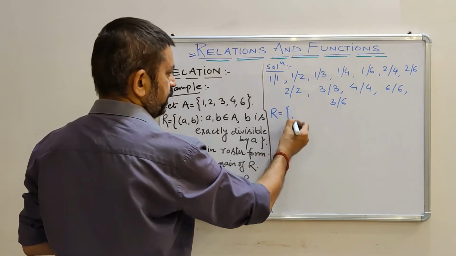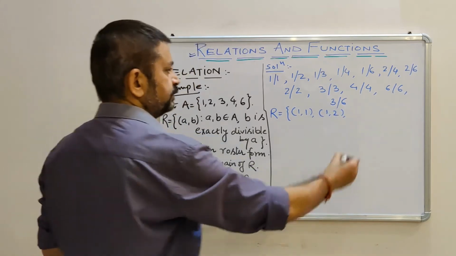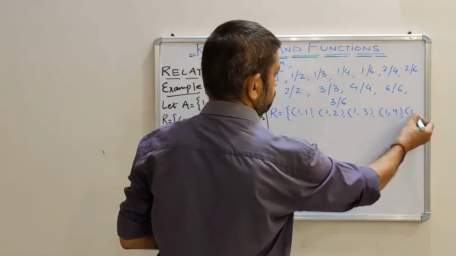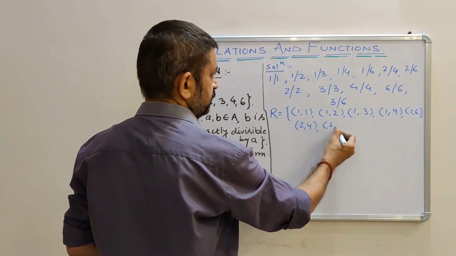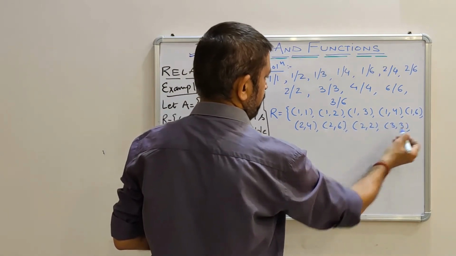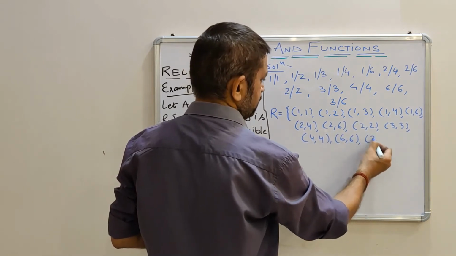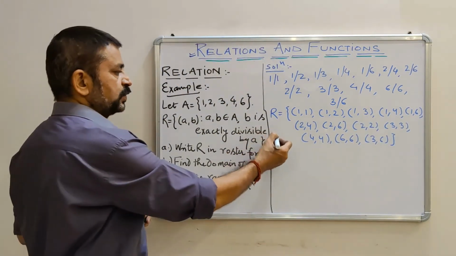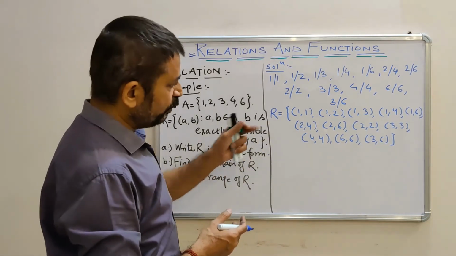R will be (1,1), (1,2), (1,3), (1,4), (1,6), (2,4), (2,6), (2,2), (3,3), (4,4), (6,6), and (3,6). These are the elements of R. This is roster form, right? Whenever we are stating all the ordered pairs of R, that form is known as a roster form.